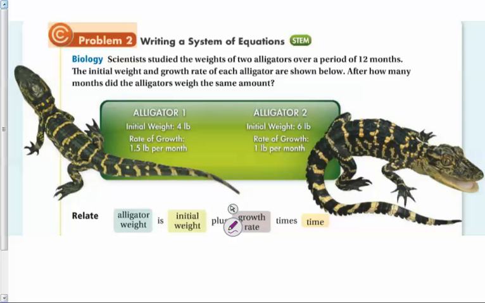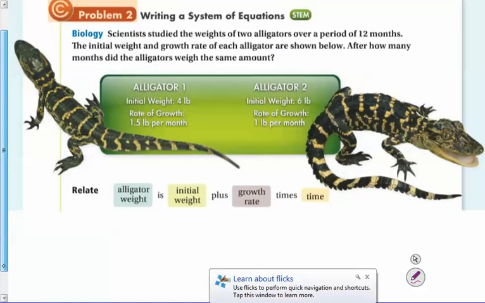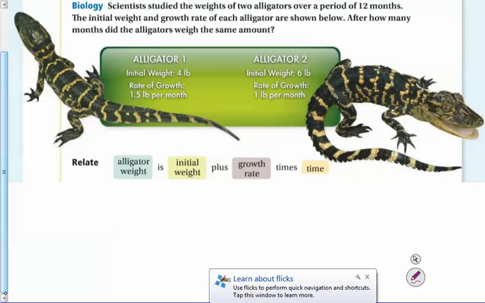So here's one. It says, biologists study the weights of two alligators over a period of 12 months. The initial weight and growth of each alligator is shown below. After how many months did the alligators weigh the same amount? The first alligator was 4 pounds, and his rate of growth was 1.5 pounds per month. The other alligator was initially 6 pounds, and the rate of growth was 1 pound per month.